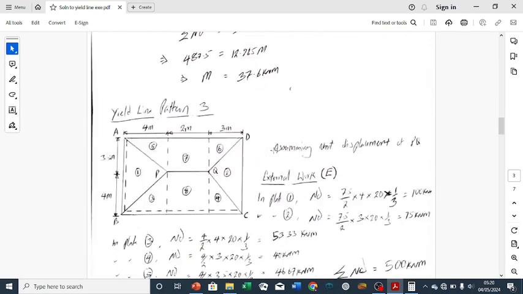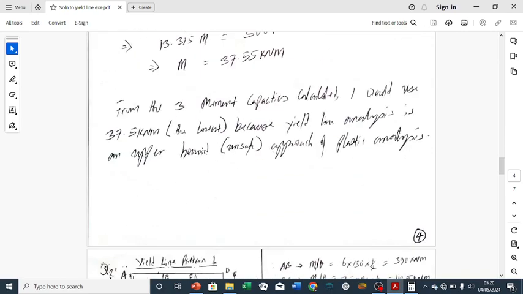So what you will do in your work is that from the 3 moment capacities, I will get that value, whether 34. That is the lowest. You always choose the lowest because yield line analysis is an upper bound approach of plastic analysis. So that is the reason when you solve the 3 yield line patterns, choose the smallest value. That will give you a safe analysis.